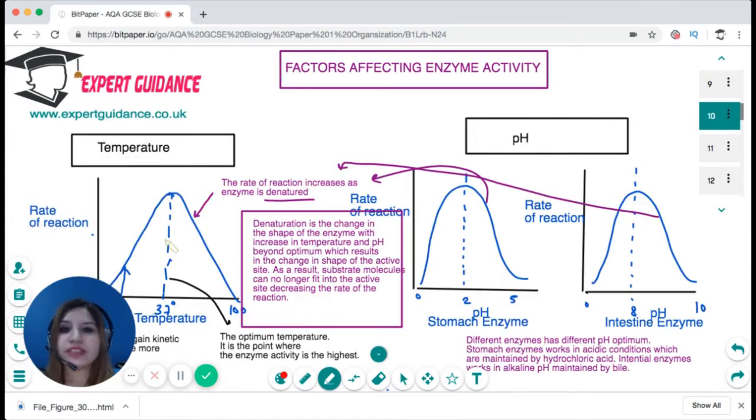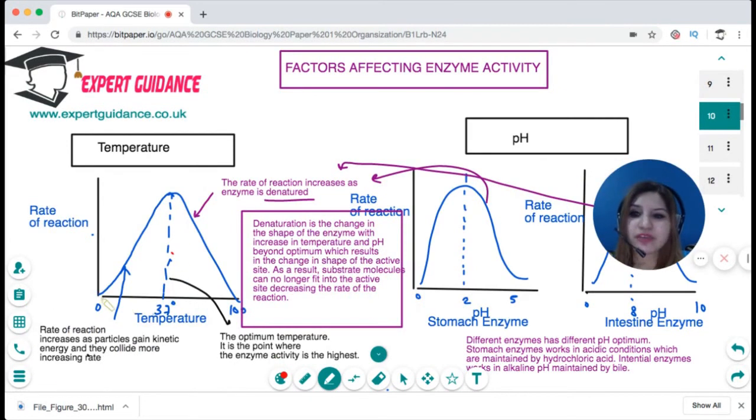Now for the temperature, as we increase the temperature, the rate of enzyme catalyzed reaction increases because the particles gain kinetic energy. As per chemistry, they'll collide more, and the more the collisions, the more the chances of reaction. It increases up to a point, and this point is called the optimum. Optimum is the point where the enzyme activity is the highest. But after that, the rate will drop suddenly. Why is that? This is because the enzyme gets denatured.